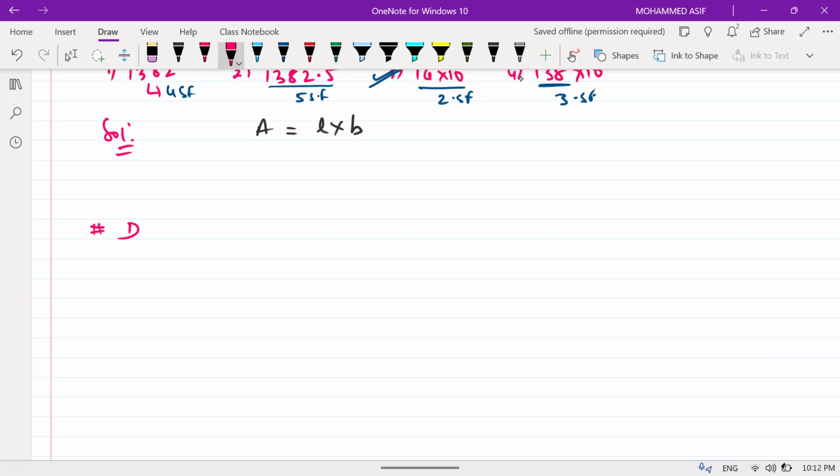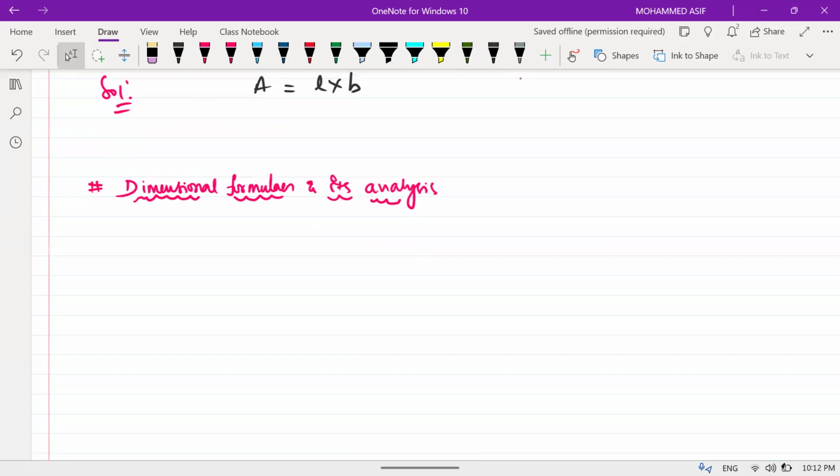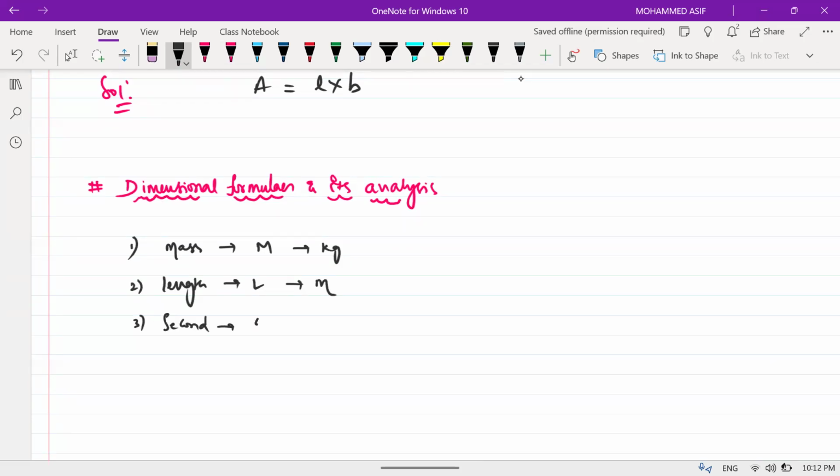Next heading: dimensional formulas and its analysis. First thing, mass: dimension represented by letter M, unit is kg. Then length, represented by L, unit is meter, m. The next one is time, representation is T, unit is second, s.